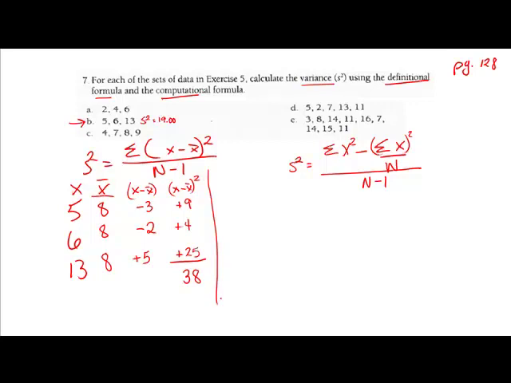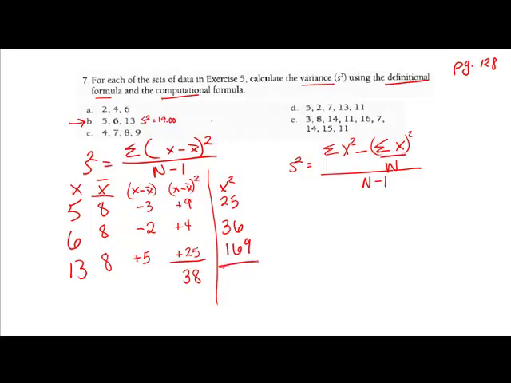So let's do another column here, my sum of x squared. Let's focus on this first part. Sum of x squared, so I've got to do an x squared. 5 squared is 25. 6 squared is 36. And 13 squared, I don't know off the top of my head, so I'm going to do 13 times 13 in my calculator and get 169. So that's what x squared is.